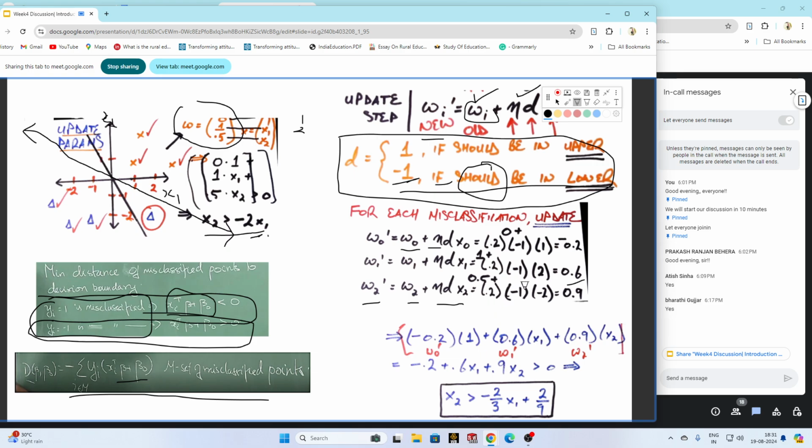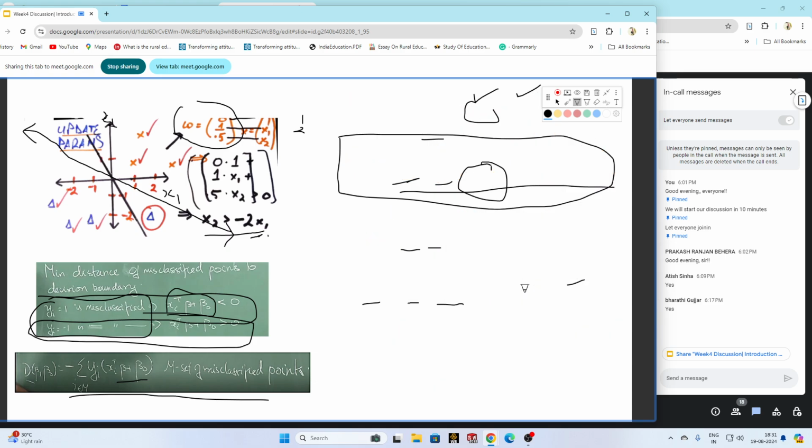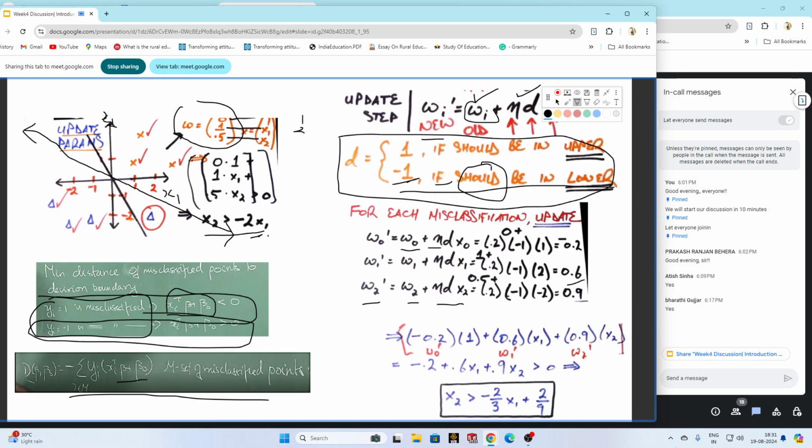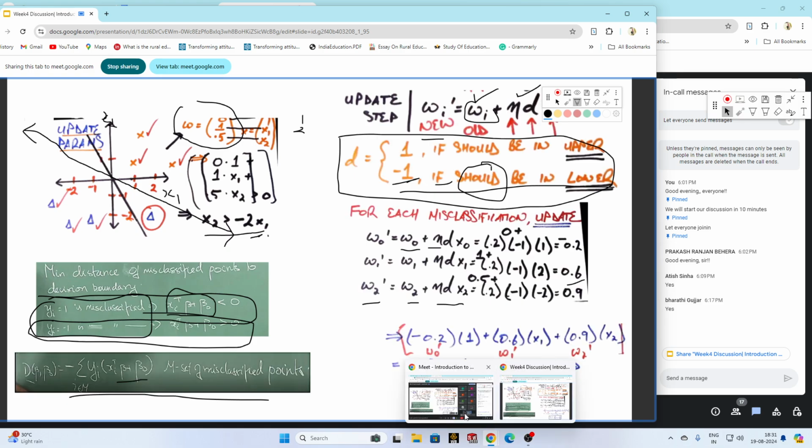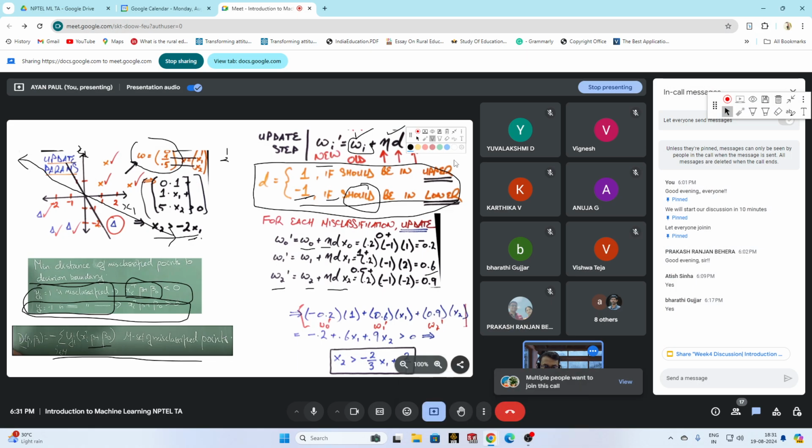So is this thing clear about the perceptron learning algorithm? Any doubt? Any doubt at any step?